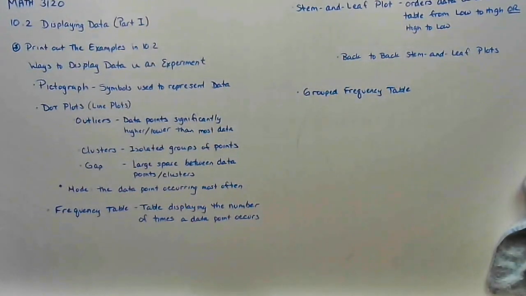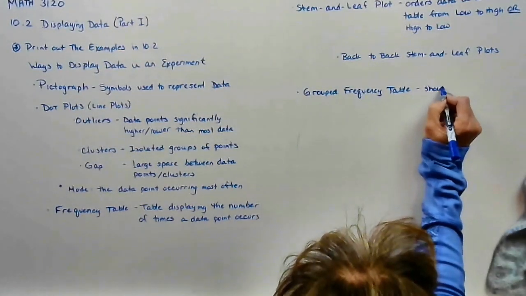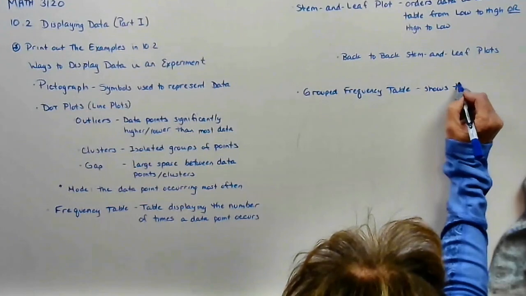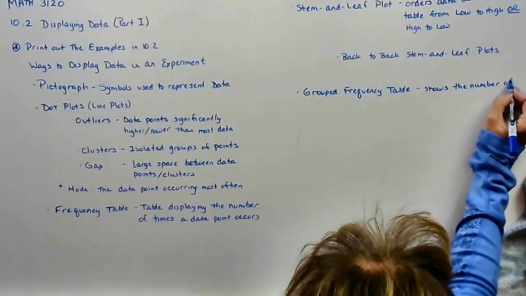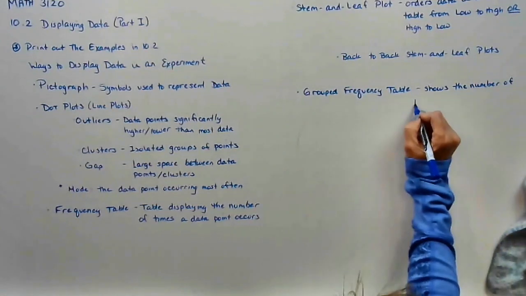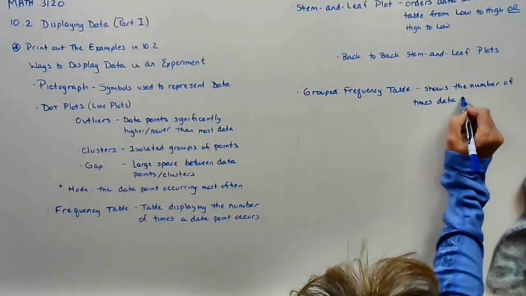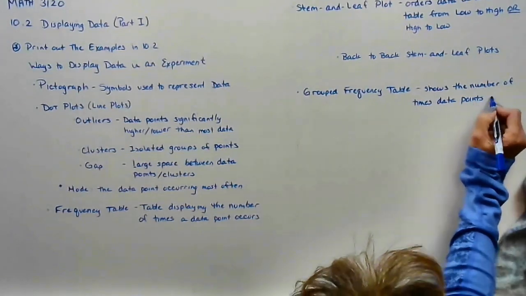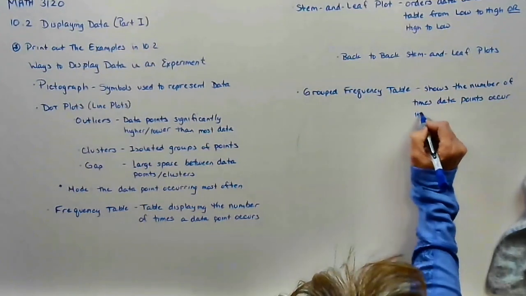And this might be a grouped frequency table. It shows how many times data occurs in a particular range. It shows the number of times data points occur in a range.